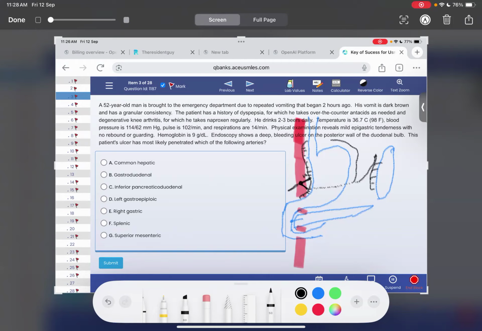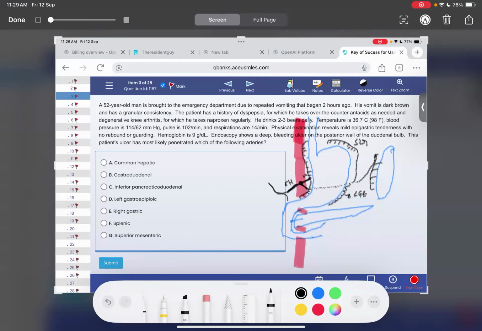This is called short gastric, and this is the splenic artery. And another branch that supplies this, what's it called? Left gastroepiploic artery. Yes, perfect. That's the point. Now, what's this artery? Common hepatic. Okay, this is divided into two arteries.